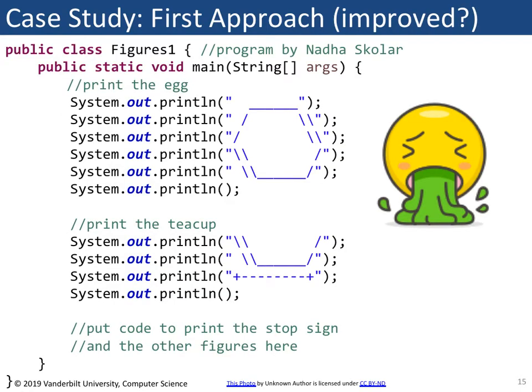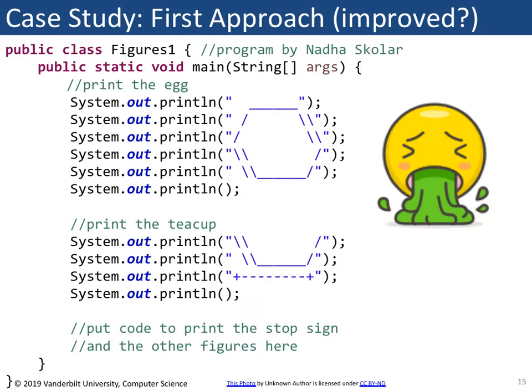So here is our improved first approach. We have included some comments, and we have added some spacing to show the groupings that we have in place. So we're printing the egg, then we're printing the teacup, and then below that we would put the code to print the stop sign and the rest of the figures. But it's still not very good.